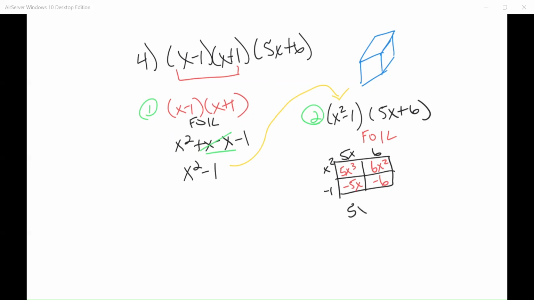So we got 5x cubed plus 6x squared minus 5x minus 6. So again, do we have any like terms? No, we do not. And we have now successfully multiplied all 3 together. And that is our answer.